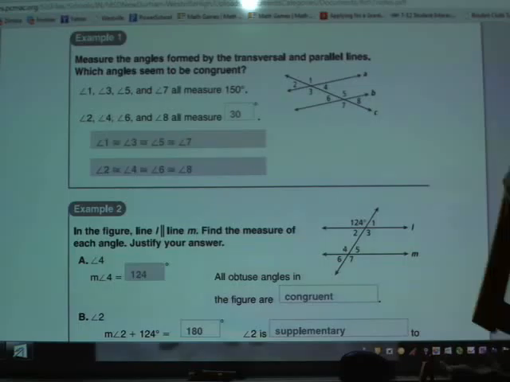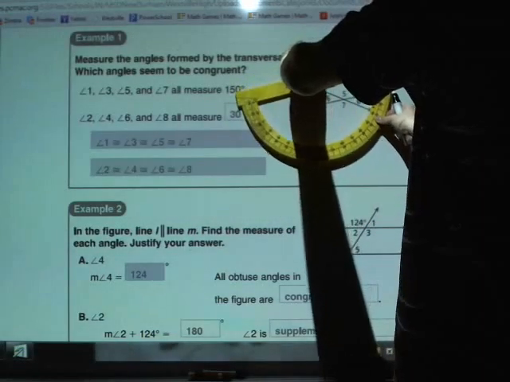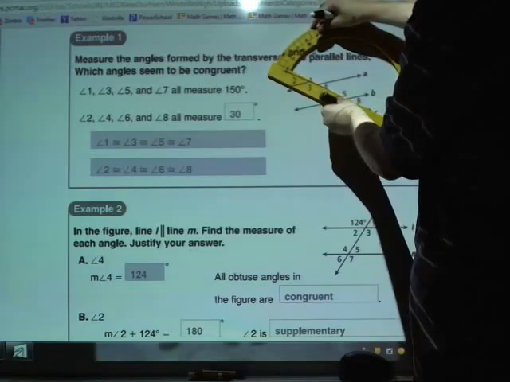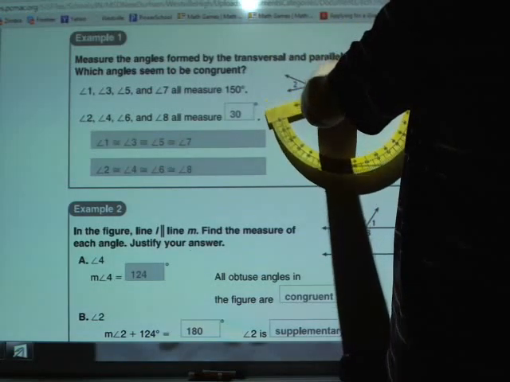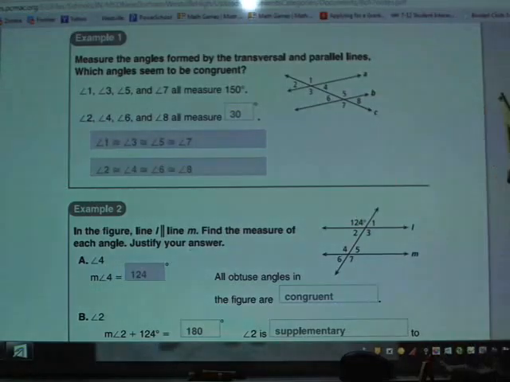As I go around and measure 3 and 5 and 7, you're going to see that all of those actually have that exact same measure. So there must be some type of relationship for all of those to have the same measure, which is where they're going to take us in example number 2.